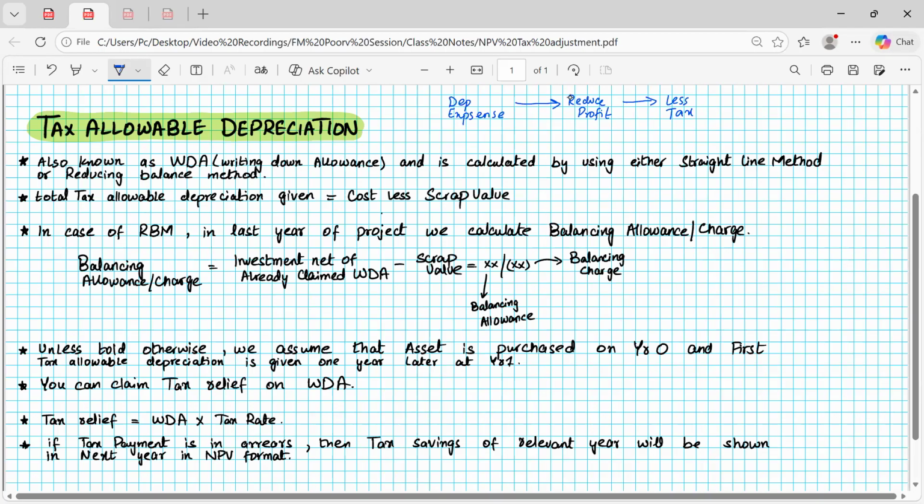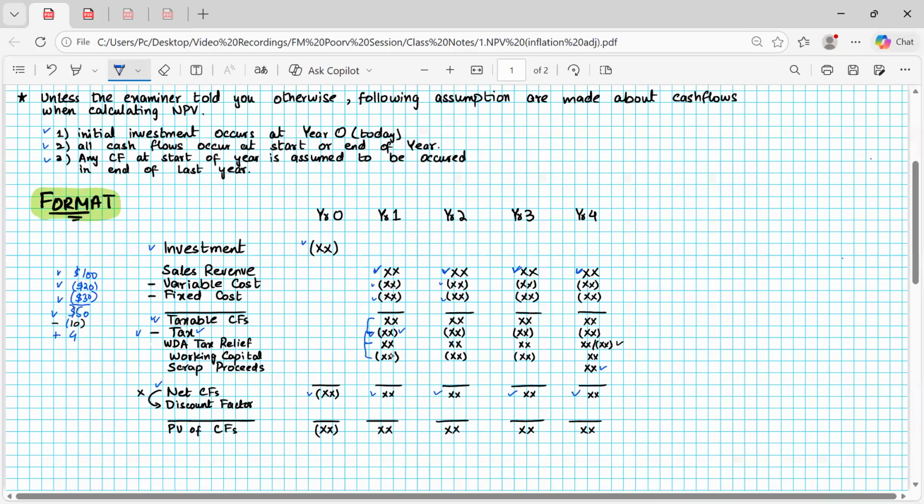Reduced profit means that you have to pay less tax, which means you are getting a kind of tax relief, which means you are getting some kind of savings. And that savings we show, as I told you in the last class as well, as a cash inflow. That is why here you can see that in the WDA tax relief section, I have shown that as an inflow. Year 1 inflow, year 2 inflow, year 3 inflow. In year 4, it can be an inflow as well as an outflow. I will tell you about year 4, the last year.